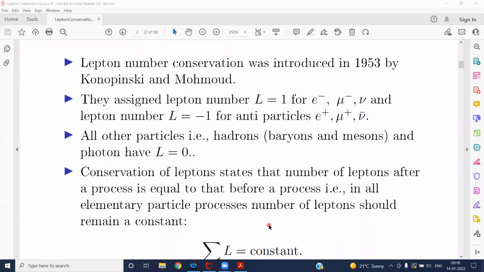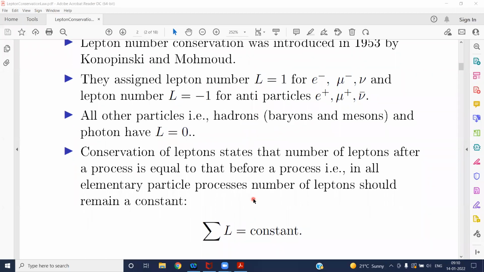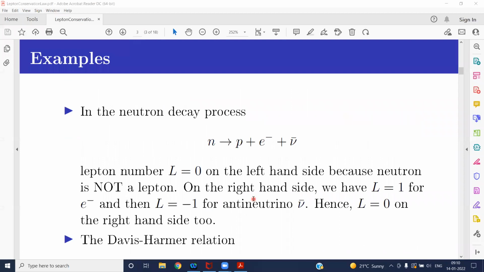I cannot create a lepton when there is no lepton on the left-hand side. I cannot destroy a lepton if there is one; I can't destroy it by an elementary particle process. For example, take neutron decay: a neutron decays into a proton plus an electron plus an antineutrino. Now you tell me, what is the lepton number of a neutron?